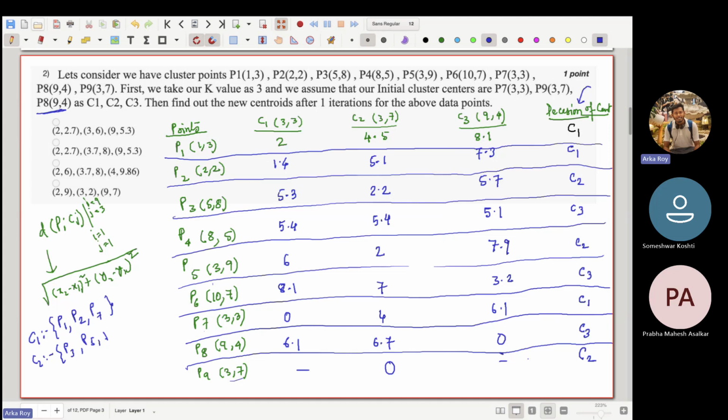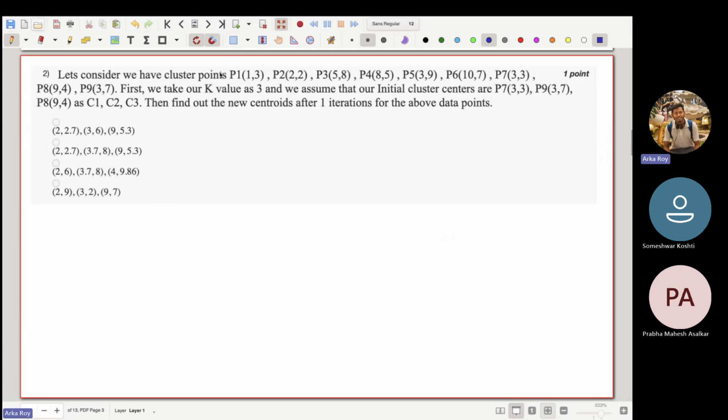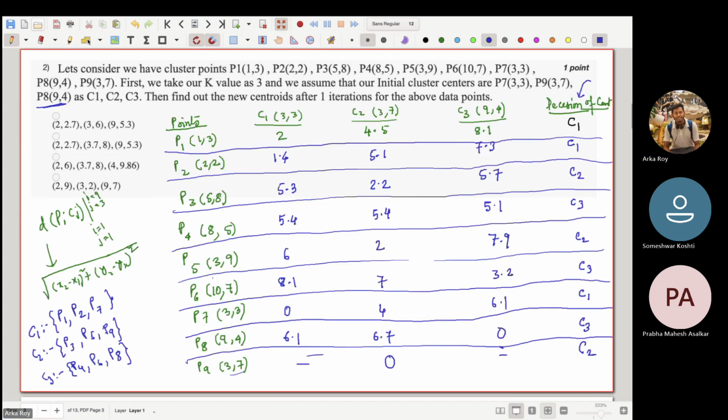Yes, so C2 is P9 and C3 belongs to P4, P6 and P8. So now we have got the data clusters, and based on these data clusters, now we just have to calculate this centroid. So for that, let me just take another page and copy some of the parts from this particular page.